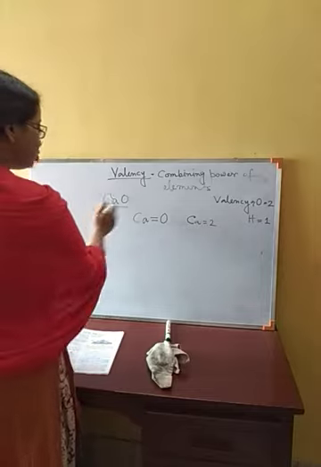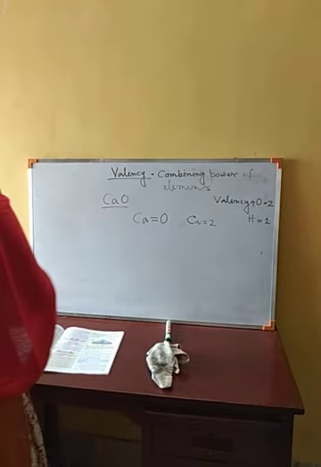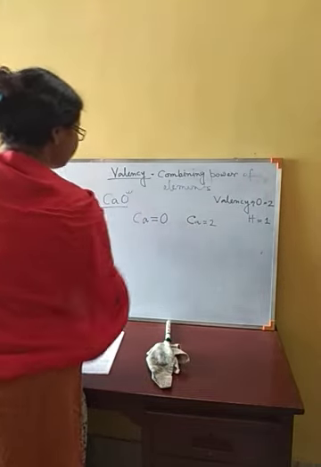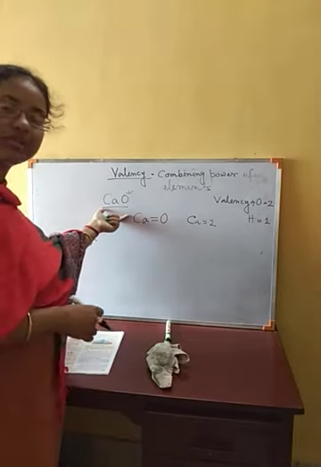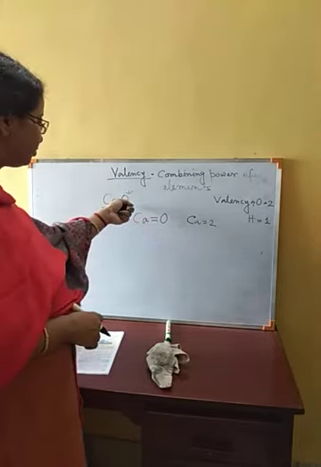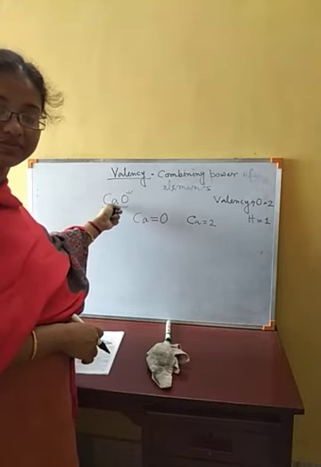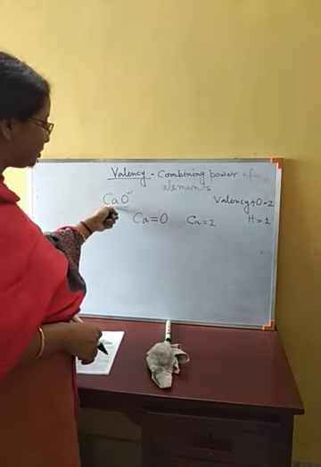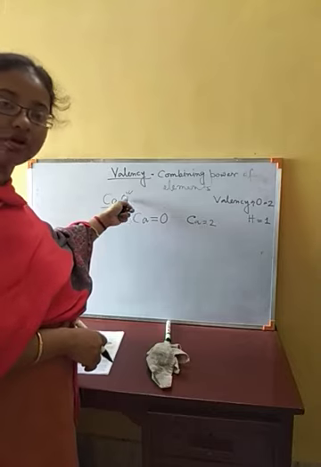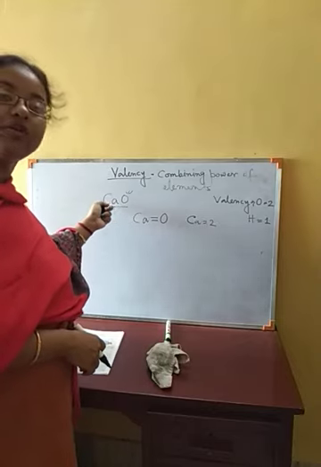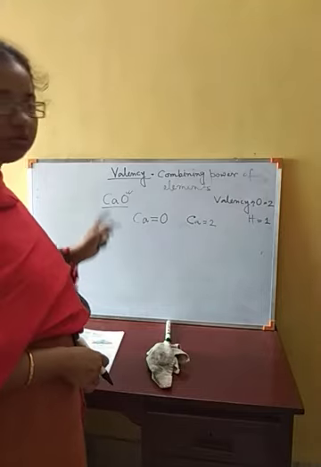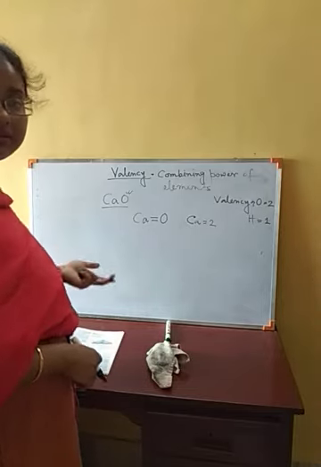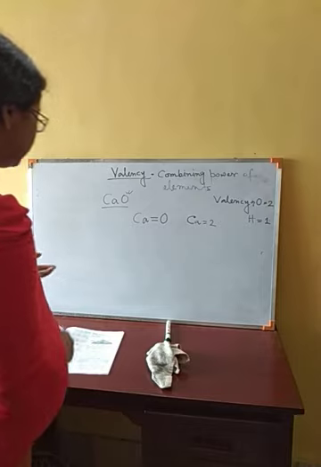If we know the valency of the other element, suppose for oxygen we already know the valency of oxygen is 2, and in this structure we have not written any subscripts. That means the same valency as oxygen will be there for calcium also. Otherwise we have to write the structure in some other way.